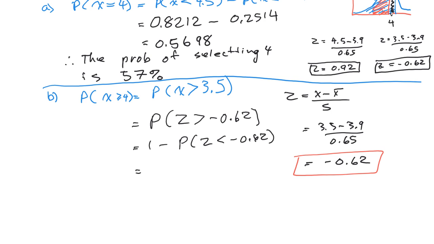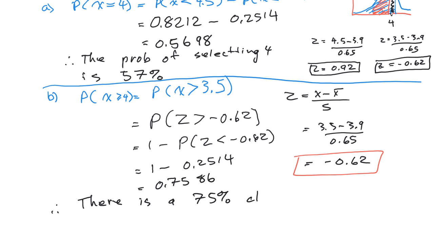So now we end up with 1 minus, take a look at your Z-score table, you've got 0.2514 for being less than negative 0.62. And then that gives you an answer of about 0.7586, which means, therefore, there's a 75% chance of picking at least a 4.